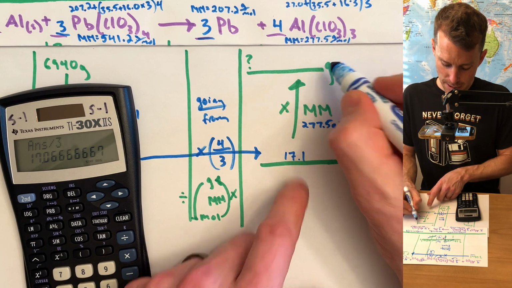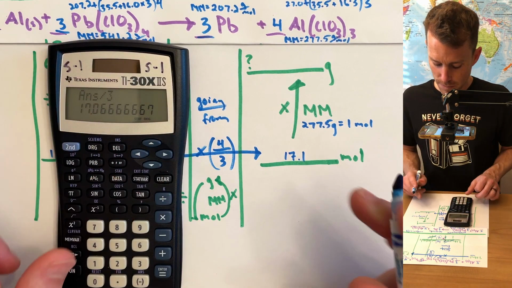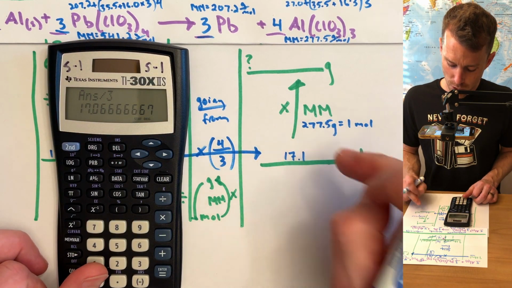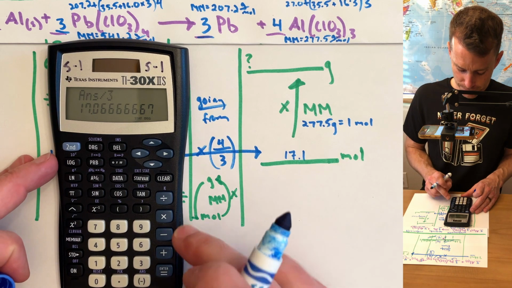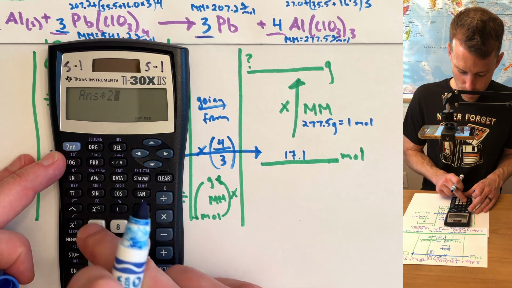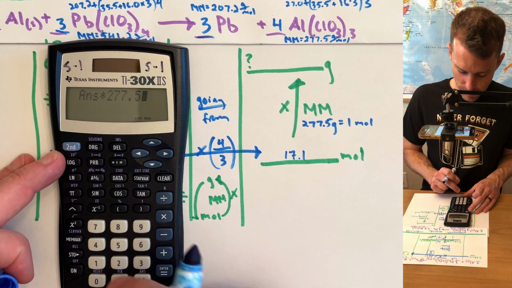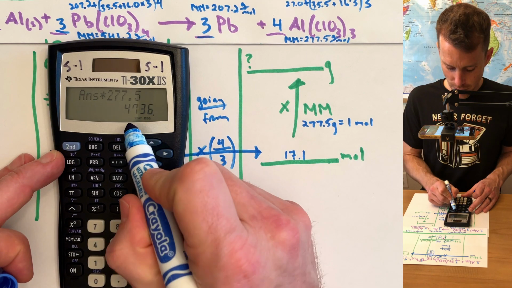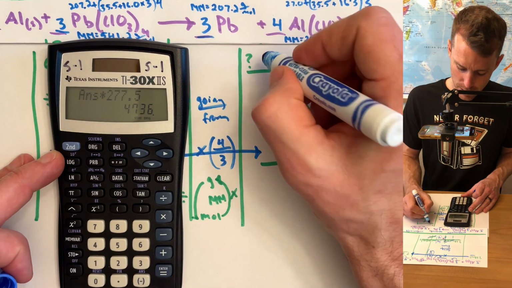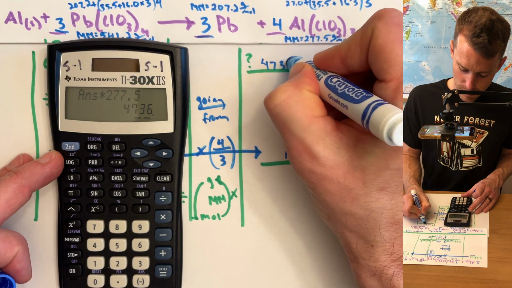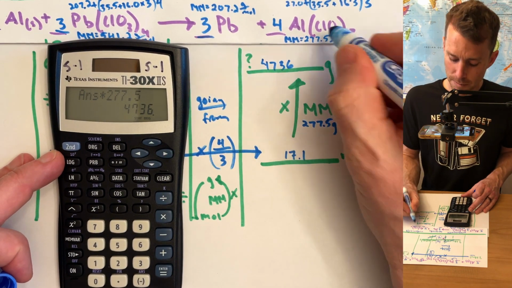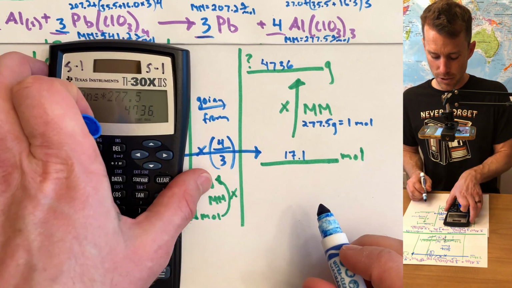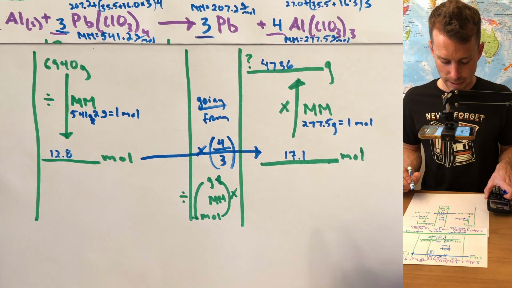So what mass is that? Our final answer that we're looking for, 17.1 times 277.5 is 4736. And this is grams of aluminum chlorate. So that's how you can do it, just quickly using the conceptual approach.